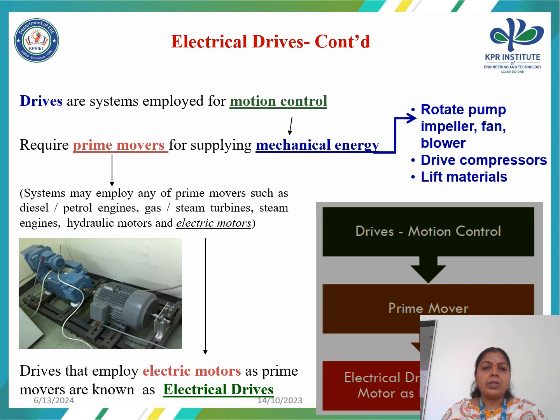Examples of prime movers are the rotary pump, impeller, fan, blower, drive compressor, and lift materials. These are commonly used as prime movers. They give the mechanical energy for the motion control. Drives that employ an electric motor as a prime mover are also called electrical drives.